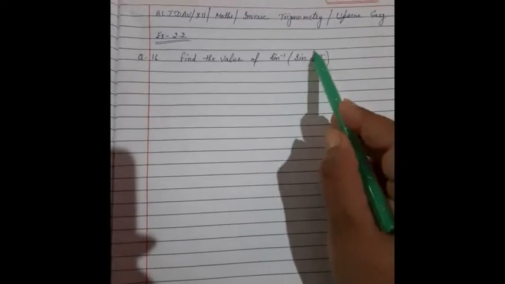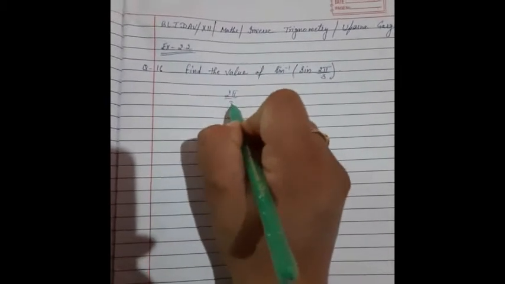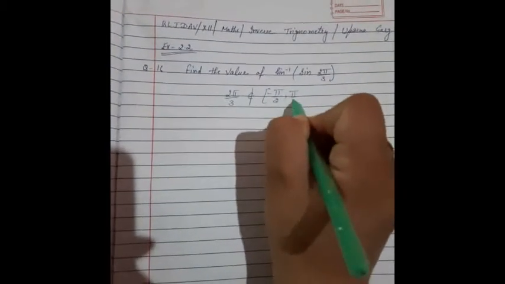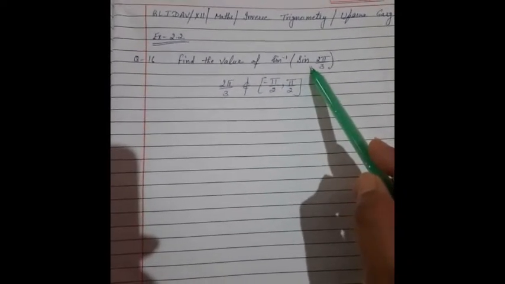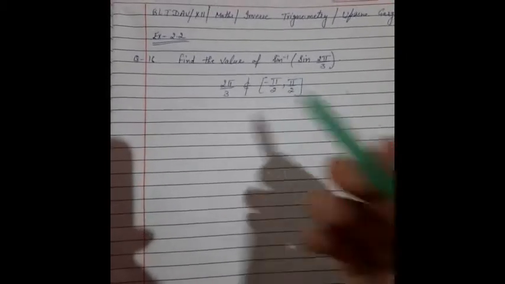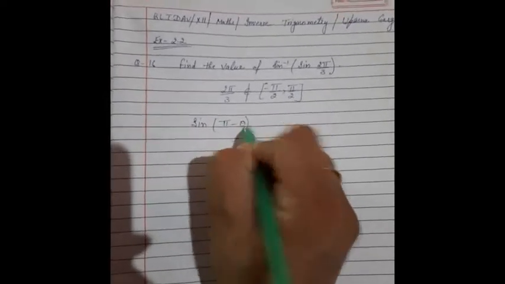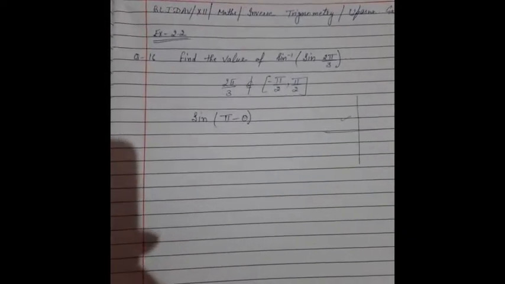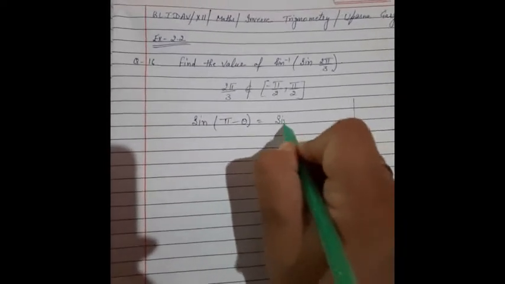So since 2 pi by 3 doesn't lie between minus pi by 2 to pi by 2, therefore this function is not invertible. That means their composition doesn't become identity. So that's why we have to change it. Now in 11th class we have studied that sine of pi minus theta, that means the second quadrant. In the second quadrant sine is positive, so this is equal to sine theta.